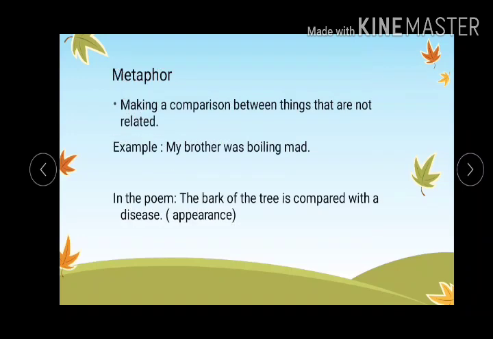The next poetic device is metaphor. So what is a metaphor? Making a comparison between things that are not related. So let us look at the example here. My brother was boiling mad.